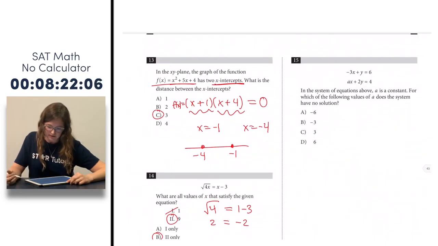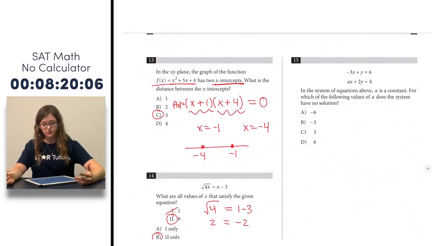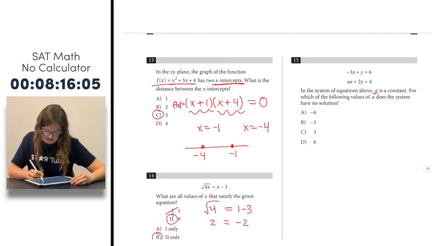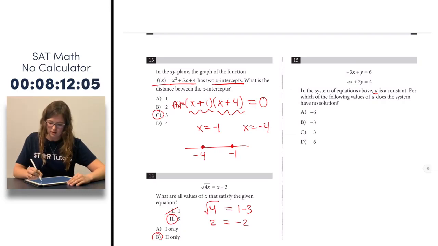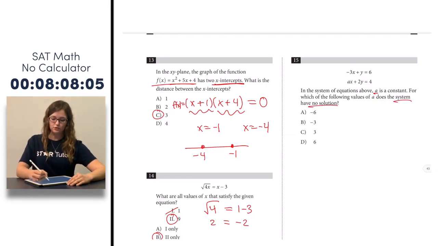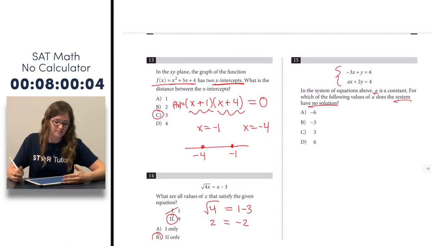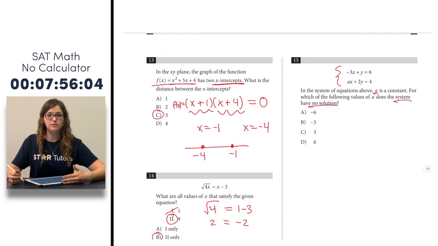Okay, problem 15. Again, we've got systems of equations. This one looks a little harder. A is a constant. For which of the following values of A does the system have no solution? Okay, if a system has no solution, first of all, these are two lines, and the solution is where those lines cross. So if we have no solution, that means the lines are parallel. And if lines are parallel, that means they have the same slope.